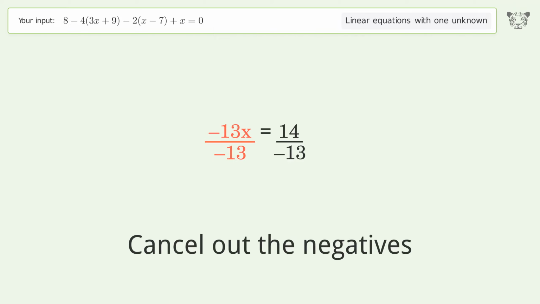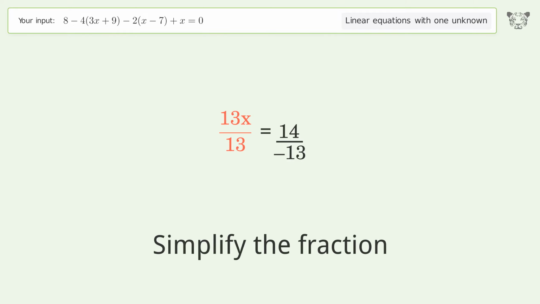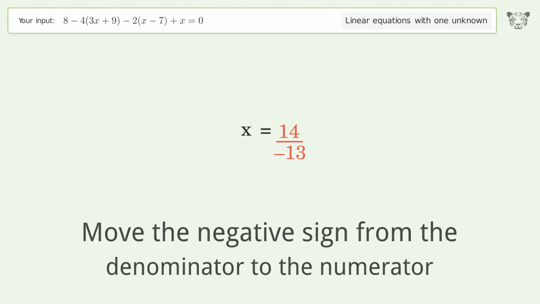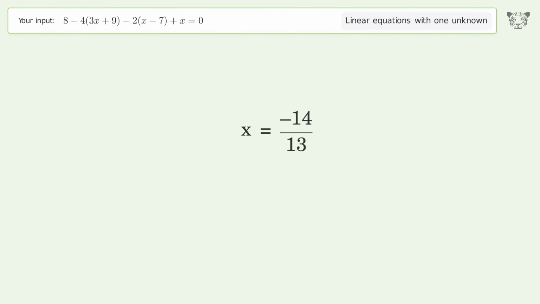Cancel out the negatives. Simplify the fraction. Move the negative sign from the denominator to the numerator. And so the final result is x equals -14/13.